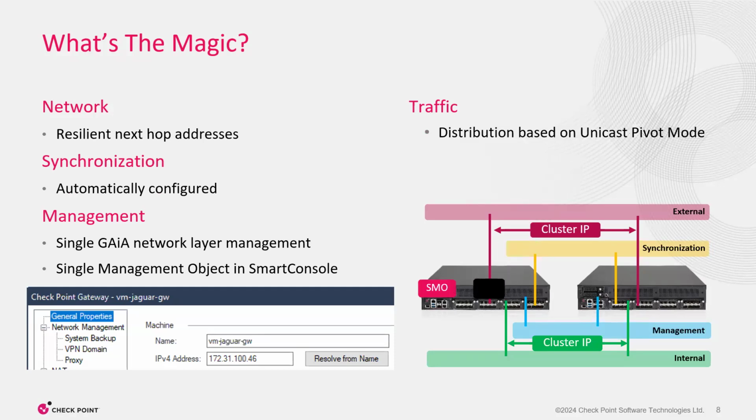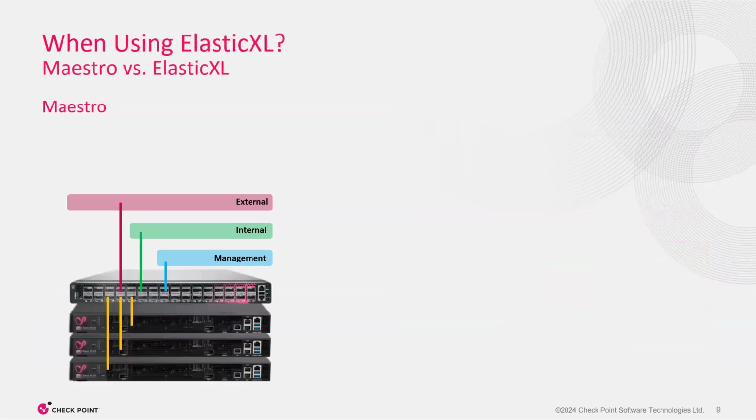And then the traffic will flow through the system as you're seeing on the screen now, where it'll come into the SMO. And then the SMO will say, based on our distribution calculation, you're going to get handled by the second gateway, kicks the traffic over to the second gateway, and then passes it through to the internal network.